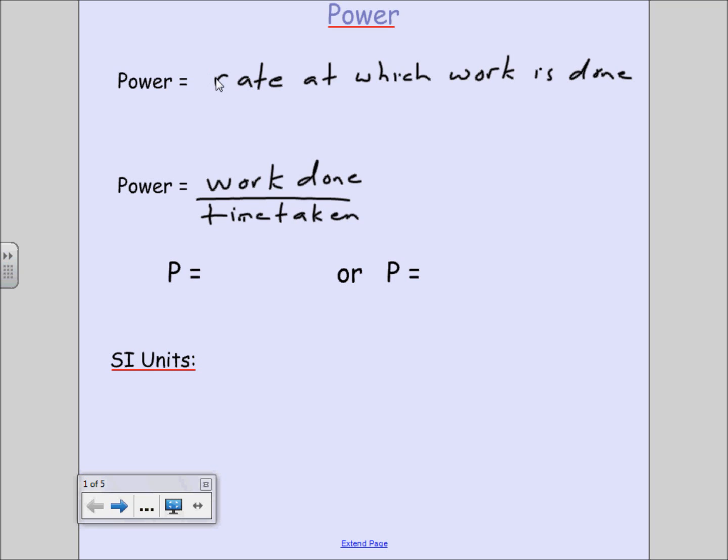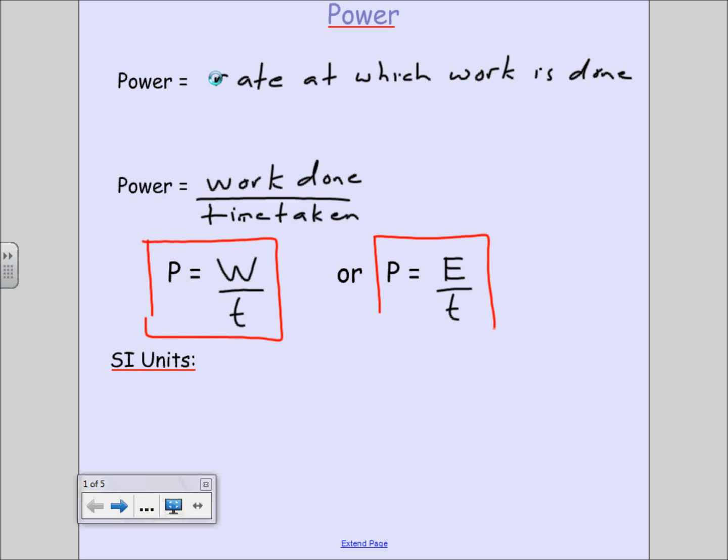So in simple form, power equals W over T, or since work done is equal to change in energy, you will sometimes see the formula also expressed as power equals E over T. And the SI units then are the watt, represented by capital W. Do not confuse capital W for watt with capital W being the symbol for work. Okay, so you need to just be a bit careful there. So a watt is equal to a joule per second.